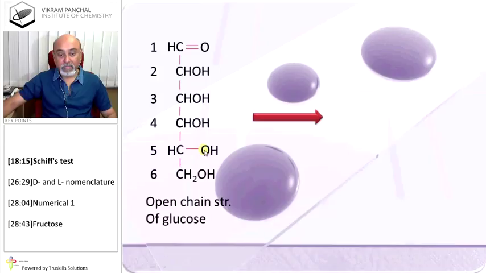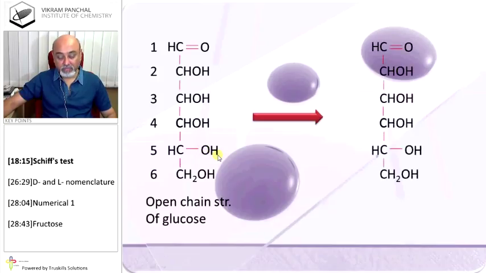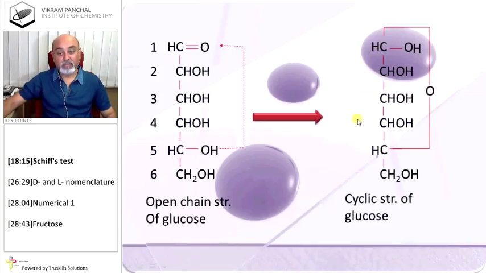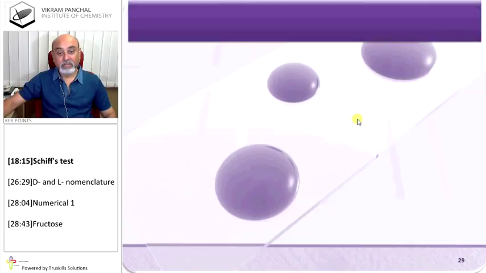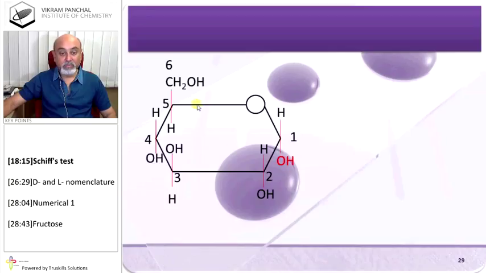Fischer suggested that hydrogen from the OH group on the 5th carbon will transfer to the C=O oxygen, and therefore there will be only a single bond left with this carbon. So one valency of carbon and one valency of oxygen are set free, and therefore this oxygen forms a bond with the first carbon as well as with the 5th carbon, and this is the cyclic structure of glucose.